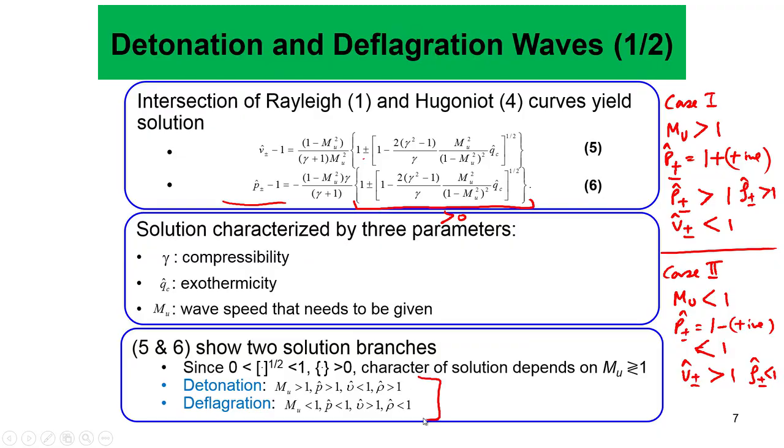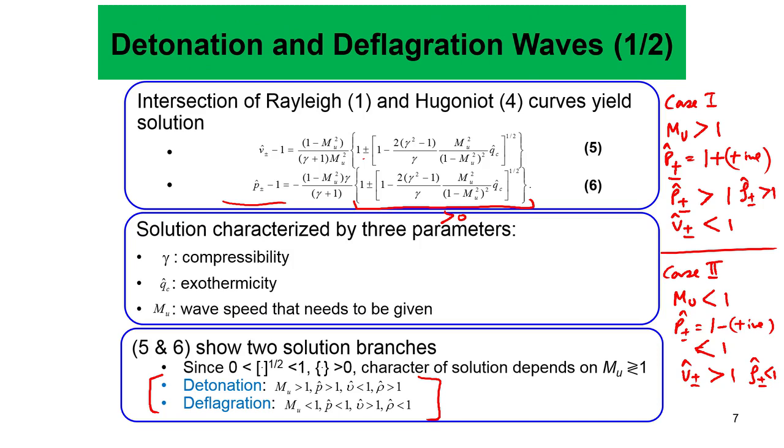Okay. So, this is then the very important concept of the difference between deflagration and detonation. This is one of the most important central concepts in combustion, what is the difference between deflagration and detonation, and that arrives by considering this intersection of the Rayleigh and the Hugoniot lines.